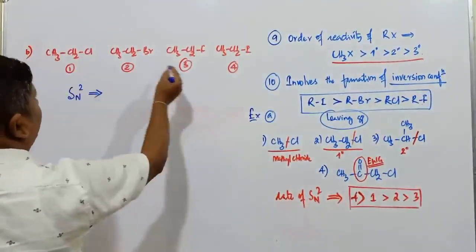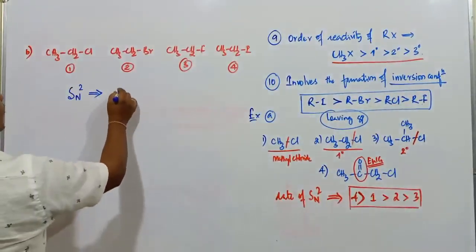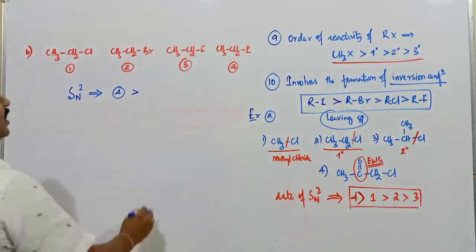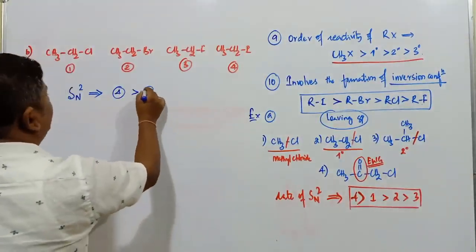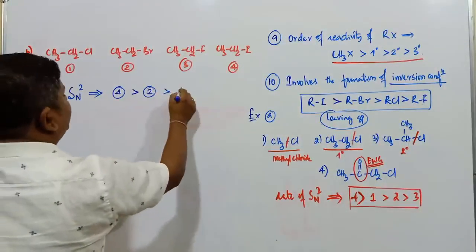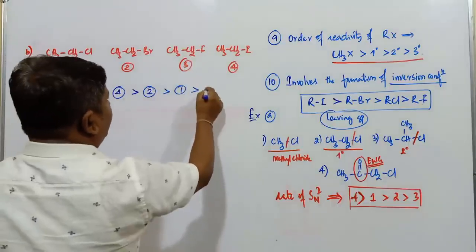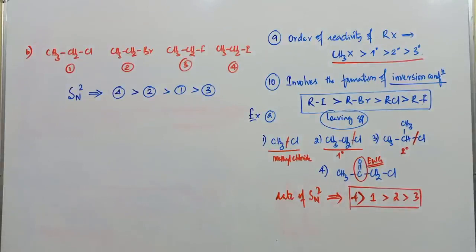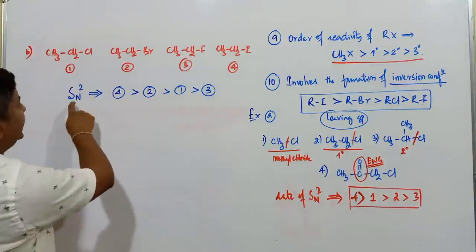So naturally here the fourth compound has iodine, which is a better leaving group, so hydrolysis is very fast. Next is the second one, bromide. After this, the first one, chloride. Next is the third one, fluoride. So this is the order of hydrolysis towards SN2 mechanism.